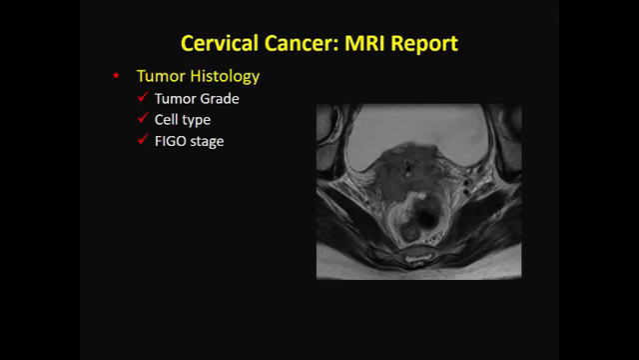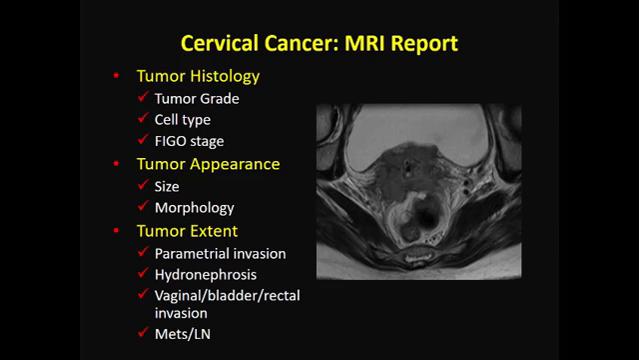So what does the MRI report say? Again, tumor grade, cell type, FIGO stage, you have to state it if it's available, tumor appearance, and tumor extent, parametrial invasion, hydronephrosis, vaginal, bladder, rectal invasion, of course, metastases and lymph nodes.